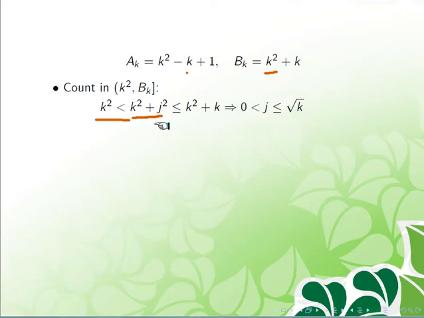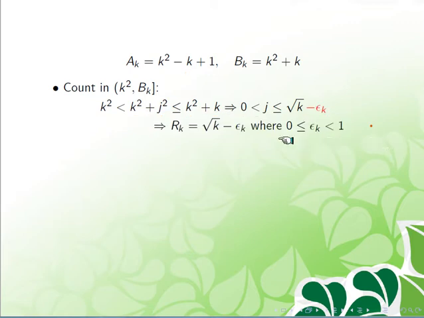So j is varying from 1, not 0 here because it's greater than, to some number such that this inequality holds. If you solve this inequality for j, because it's to the right, I think we have to choose a positive sign there. So j must be in between these two. So j starts from 1 and goes to the largest integer that is less than the square root of k.